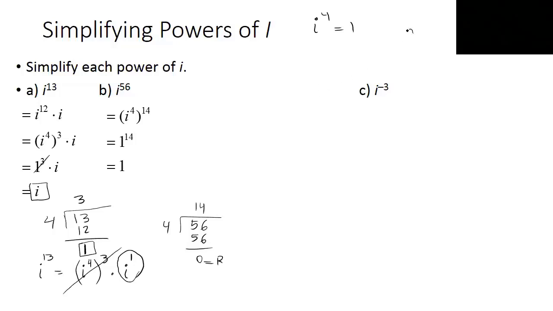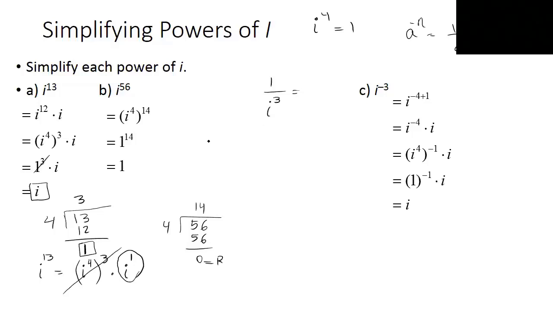But remember the property we had, a to the power of minus n is equal to 1 over a to the power of plus n. Do you remember that? That's how you can change it to positive. So in this case, if you wanted to eliminate that negative, you could write this as 1 over i to the power of plus 3, like that, if you don't want to deal with the negative.